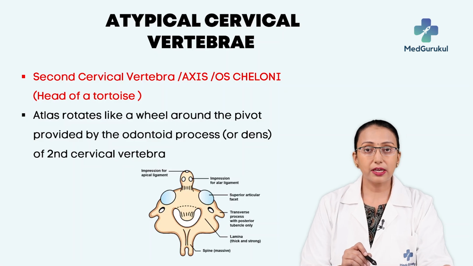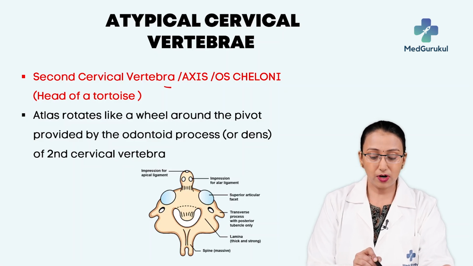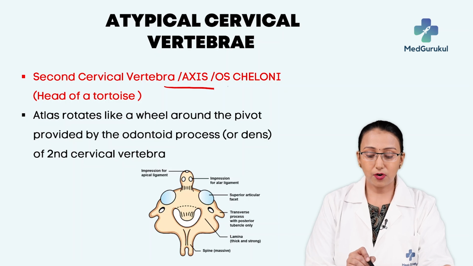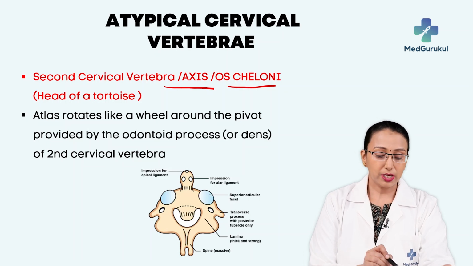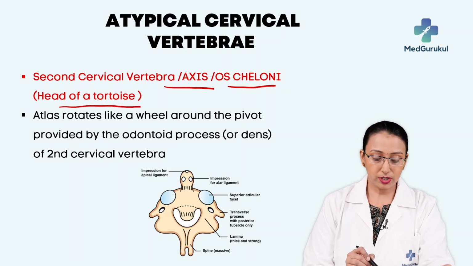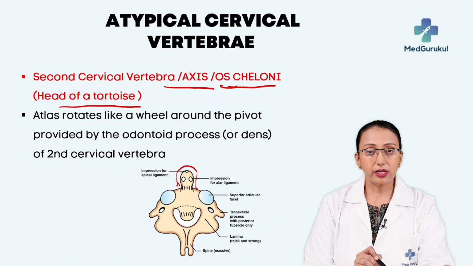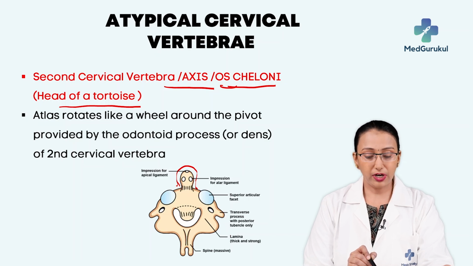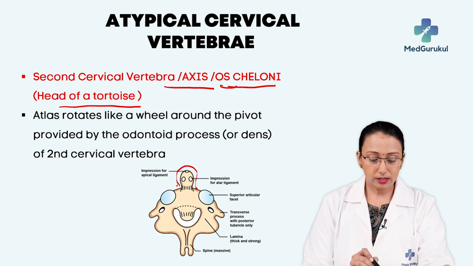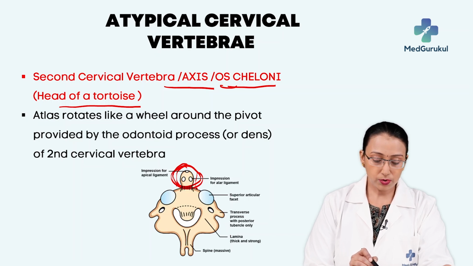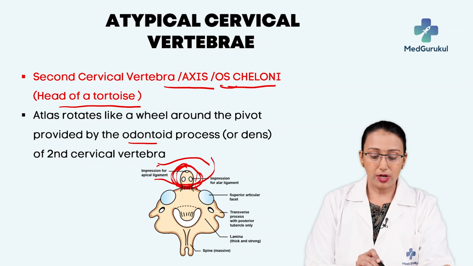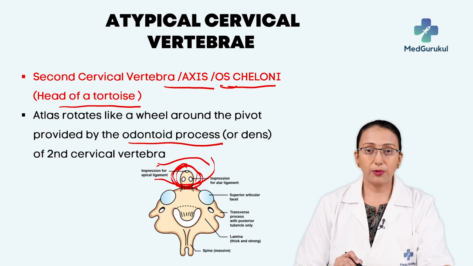Next, coming to the second cervical vertebra, that is called the axis. It is also called the epistropheus, that means head of a tortoise. So, it resembles the head of a tortoise, hence the name given. The atlas will rotate like a wheel around the pivot. So, this is the dens around which the atlas will rotate, surrounding the other bone, that is the first cervical vertebra. Hence this forms a pivot type of joint.